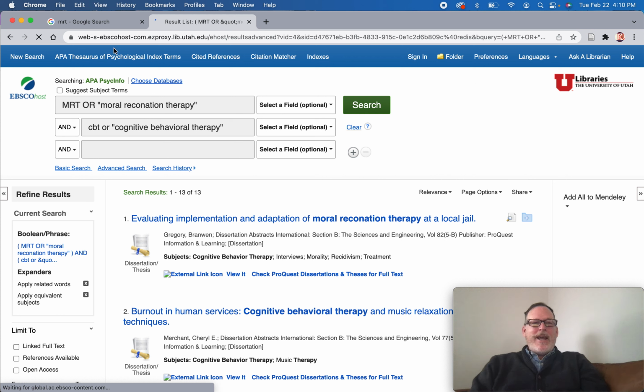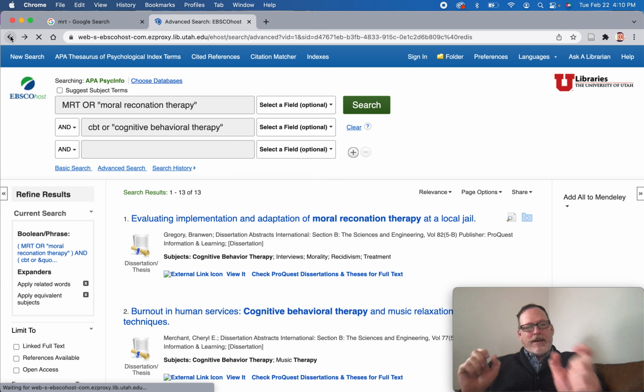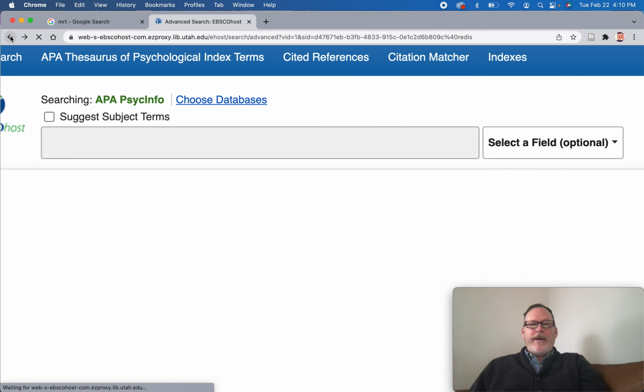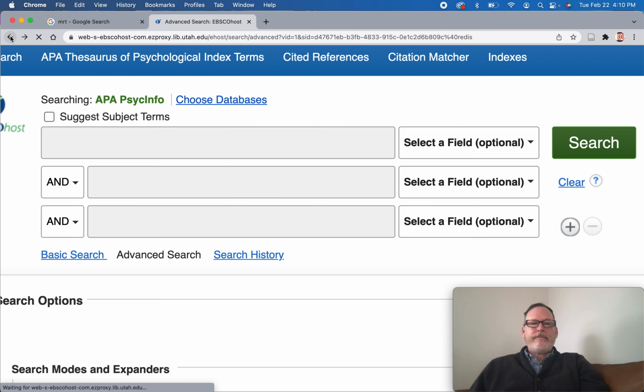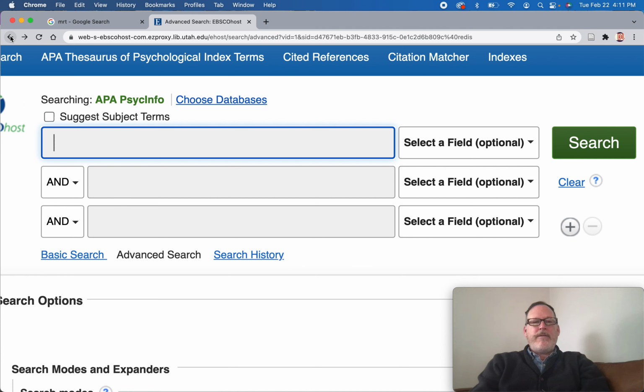First recommendation that I have for you then is find an article that talks about MRT and the population and what the population is working in, so substance abuse. And then do it over again and do it with CBT, and that's how you'll find the two articles. So let's do the MRT first.